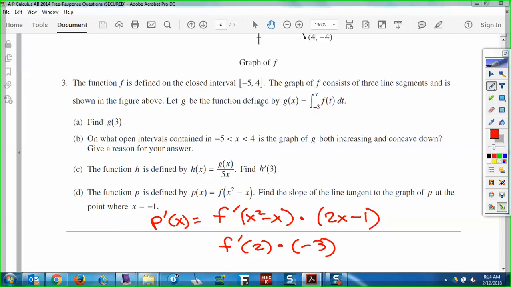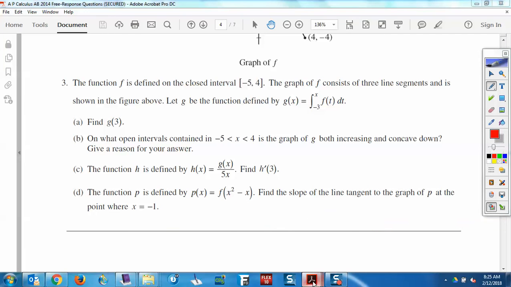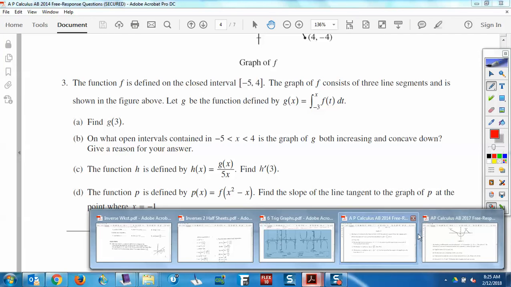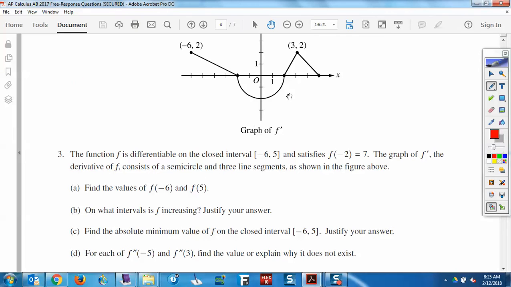But I want you to see that. I just want you to see a problem in context of what we've been talking about here with this area function. Very, very common that they do that. And then just to give you a little hint on this one, we'll come back to this one another time. But this is going to involve area too, because this is the F prime graph, and they're saying F of -2 is 7.